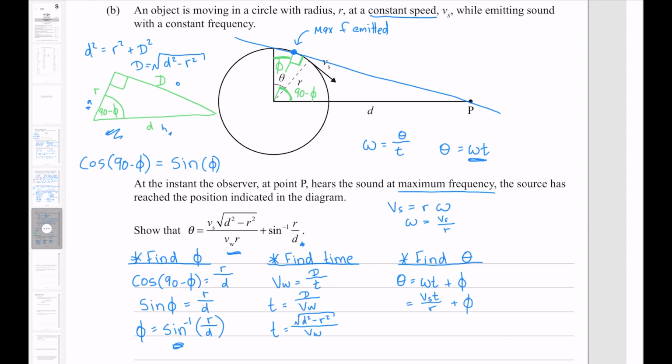Now we can replace our t with our equation over here, and we can replace our phi with our equation over here. And what do you know? This here is the same as this here.